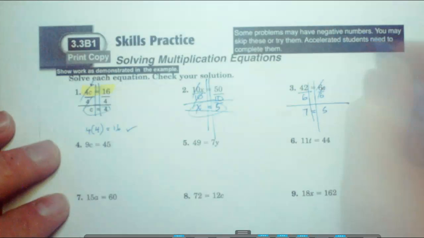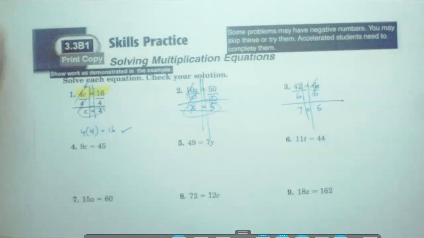Alright, now you're going to notice that there's some problems that have negative numbers on here. You could skip those or you can try them. You accelerated students, you need to try them.